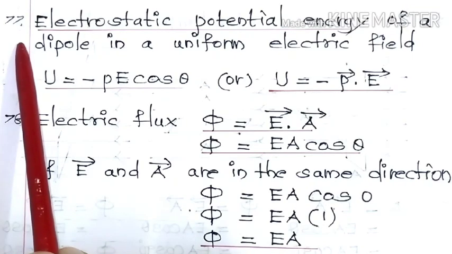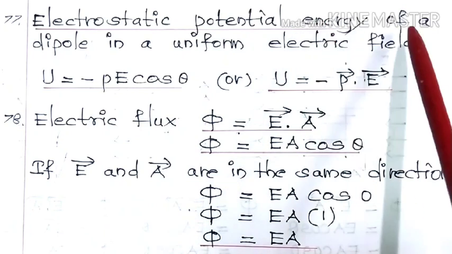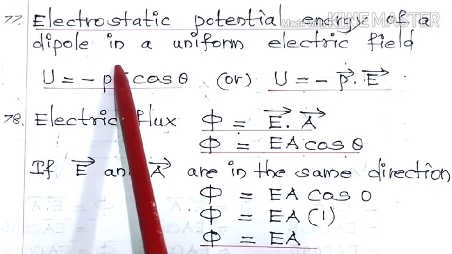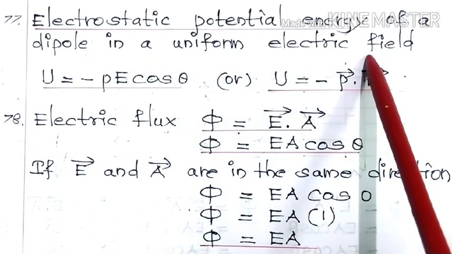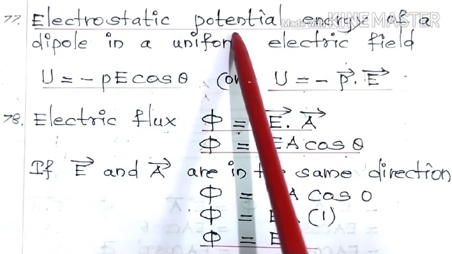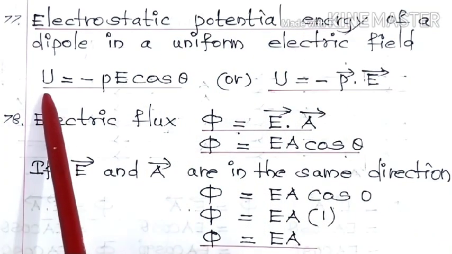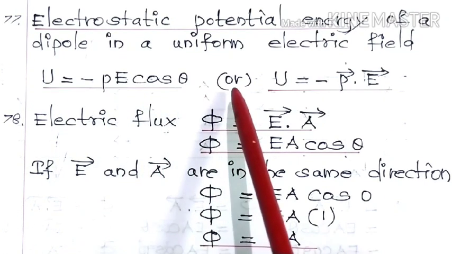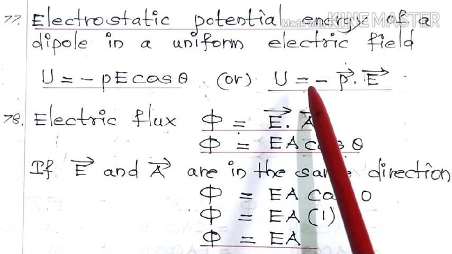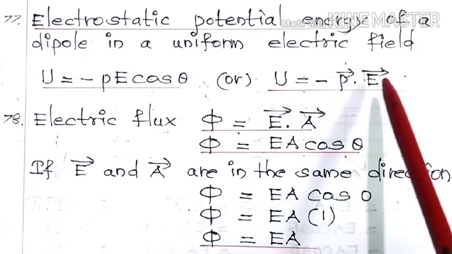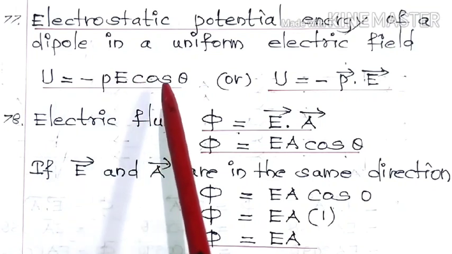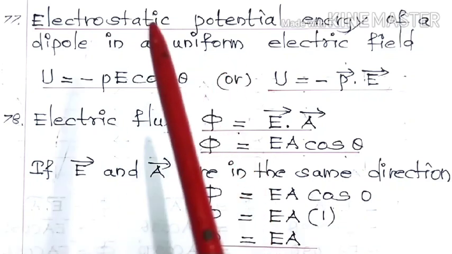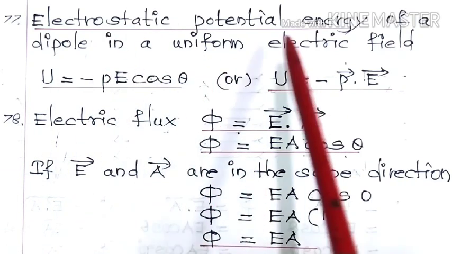Point number 77, electrostatic potential energy of a dipole in a uniform electric field. A dipole is placed in a uniform electric field. For that we are going to calculate the electrostatic potential energy. The expression is capital U is equal to minus small p capital E cos theta, or U is equal to minus p vector dot E vector. Actually this is a long derivation, we are going to derive it in future. Right now you just note down the expression itself.